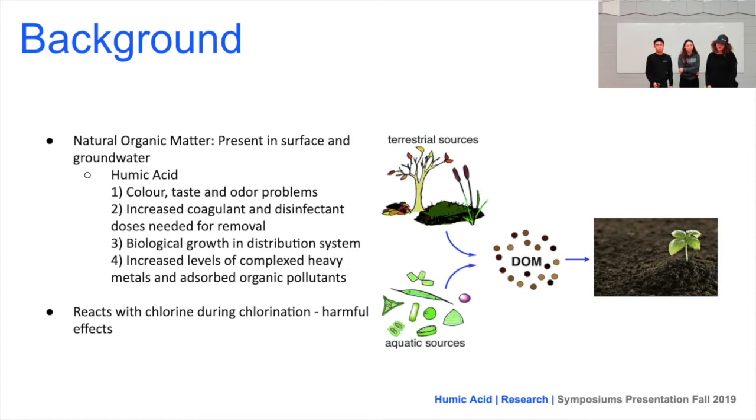However, it is not beneficial for drinking water treatment processes. That is because it has negative effects on water quality by causing color and odor problems. Humic acid causes increased coagulant and disinfectant doses needed to treat it, and that results in increased sludge volumes, which is really hard to take care of, and biological growth within the plant itself, which also causes more complications. And if humic acid goes untreated in the water, it reacts negatively with chlorine, which causes harmful carcinogens to be consumed by people.